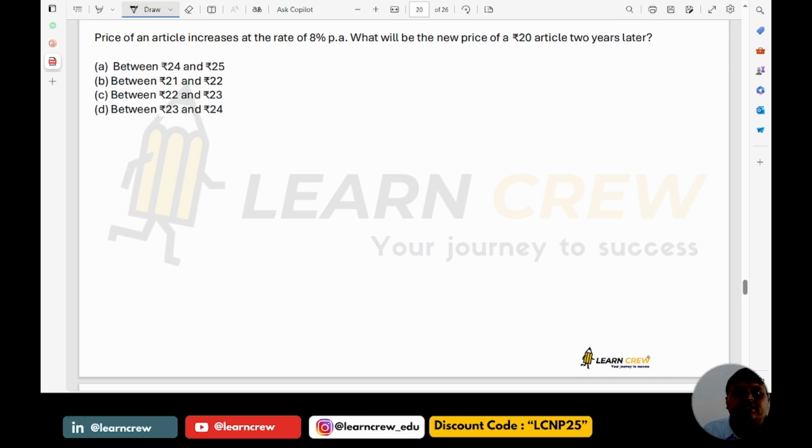The price of an article increases at the rate of 8% per annum. What will be the new price of a 20 rupees article 2 years later? Initially its value is given as 20. Every year its value is increased by 8%.